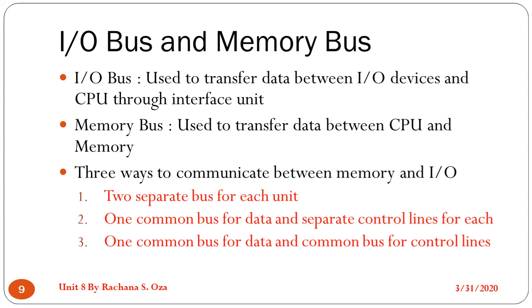The first way is, let us provide two separate sets of bus for each unit, that is memory or IO. The second option is, let us provide a common bus for data and separate control lines for each. This is necessary because the keyboard has a different set of command control lines while the memory has a different set of control lines. Let us go with the third one. In the third case, you have a common bus for the data transfer and a common bus for the control lines.